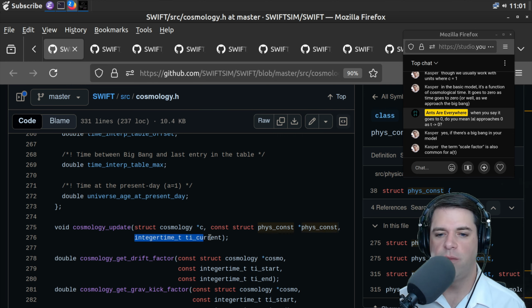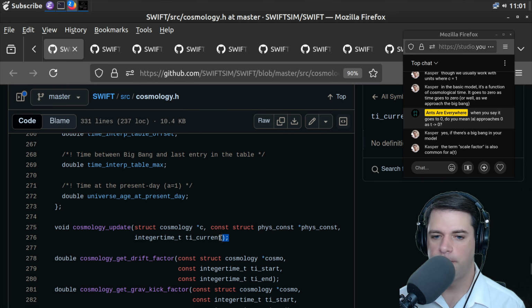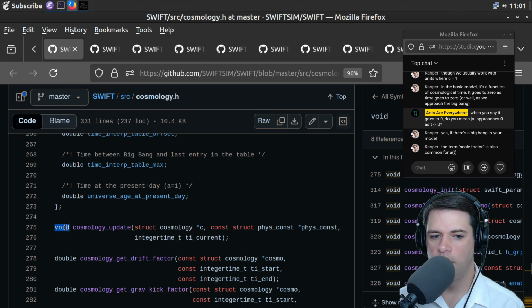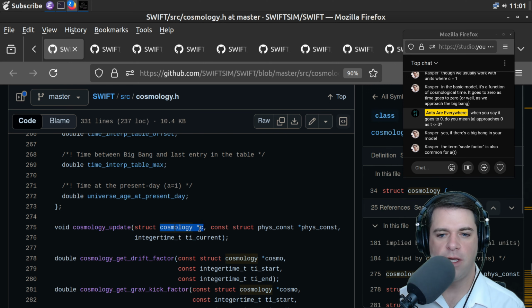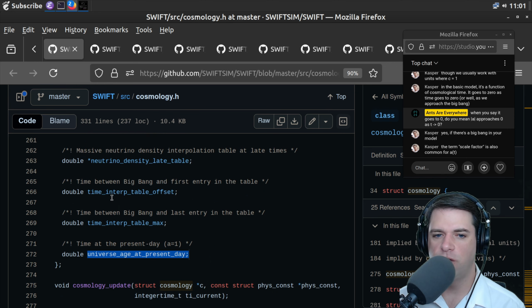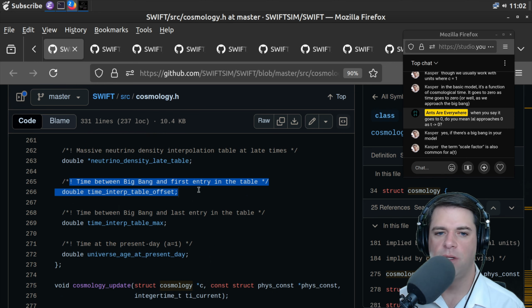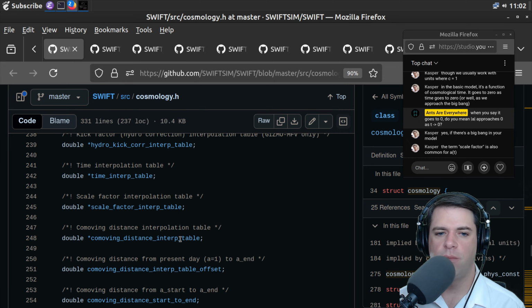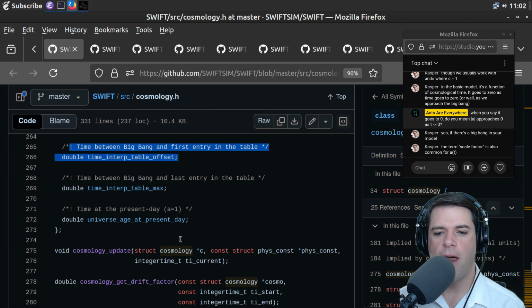And then an integer time, which is the current time. And it's void, so I'm not sure what it's going to output. Maybe it will update the cosmology struct pointer. I see this thing, time at the present day, A equals 1. Universe age at present day. So maybe it updates things like the time as you march along, time between Big Bang and the first entry in the table. I'm guessing some of these might be out parameters that you get back an updated cosmology thing.